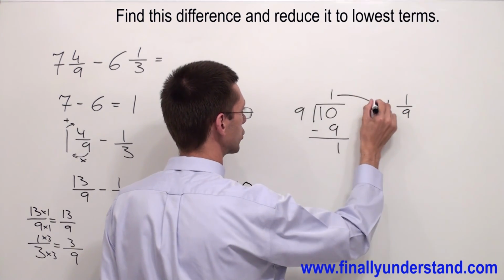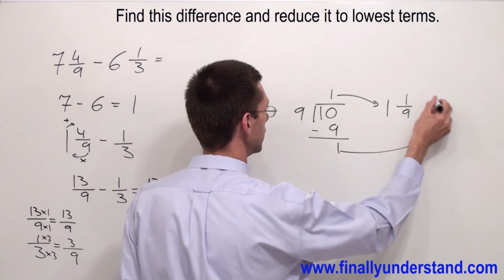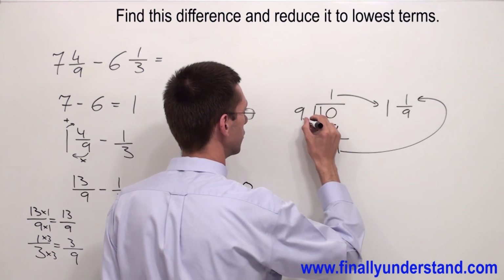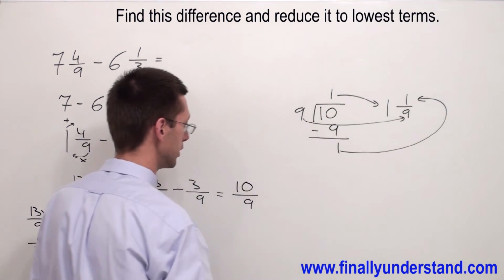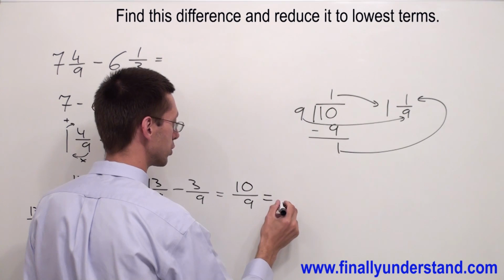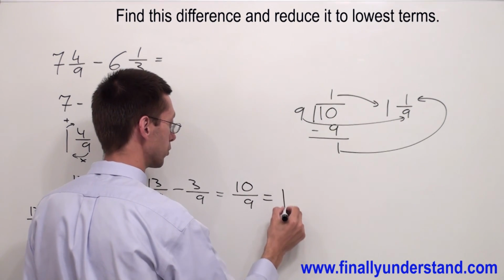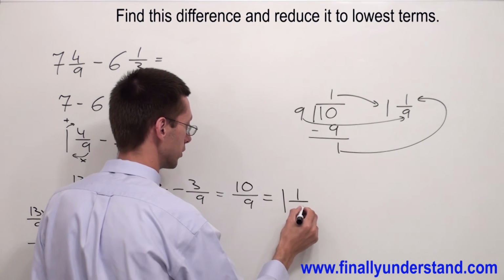The top number always goes to the front. The remainder goes to the numerator and the divisor goes to the denominator. That's why my solution for the problem is 1 and 1 over 9.